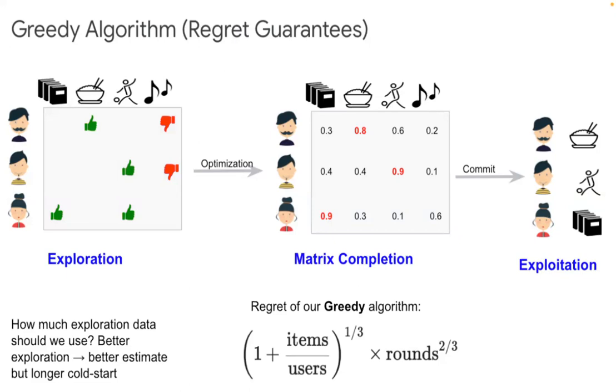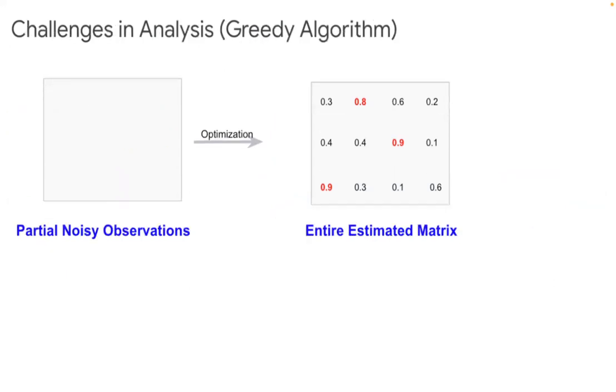However, the main disadvantage of the greedy algorithm is its suboptimal dependence on the number of rounds. It scales as rounds to the power 2/3. Another big disadvantage of the greedy algorithm is that it recommends arbitrary items to users for a prolonged period of time. We don't want that in a practical recommendation system. So in the next algorithm, we will address both of these issues. Okay. So before going there, let me just quickly go over some theoretical challenges we faced in the analysis.